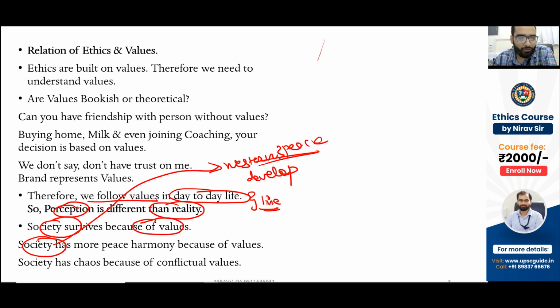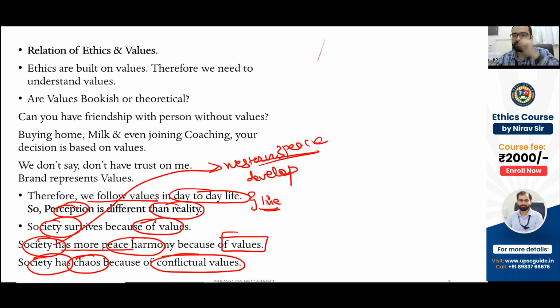So when a society has more peace and harmony, it is because of values. And a society has chaos because of conflictual values. Look at any conflict; I will give you an example. In France, what is the conflict which is going on? You have to write down this example, because if you write these examples in the paper in the examination, then what you say will carry weight. Otherwise it would not.